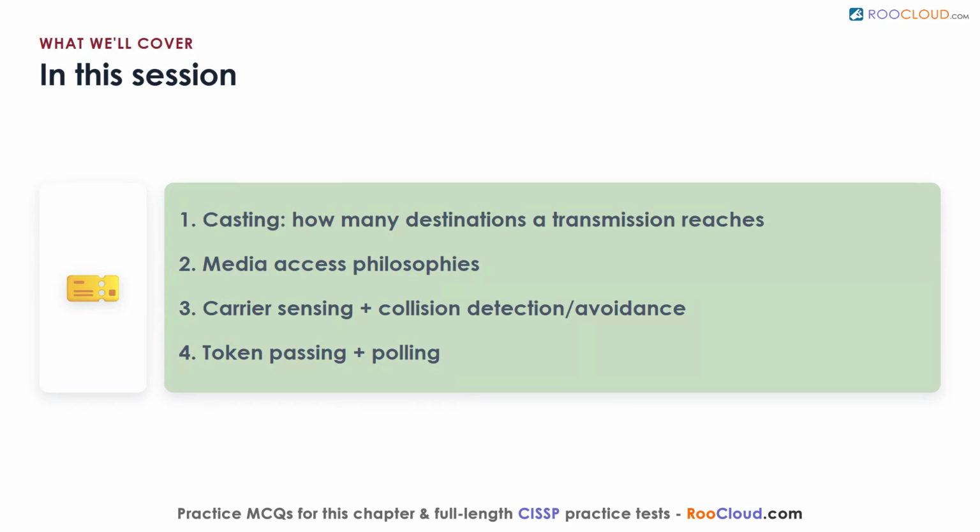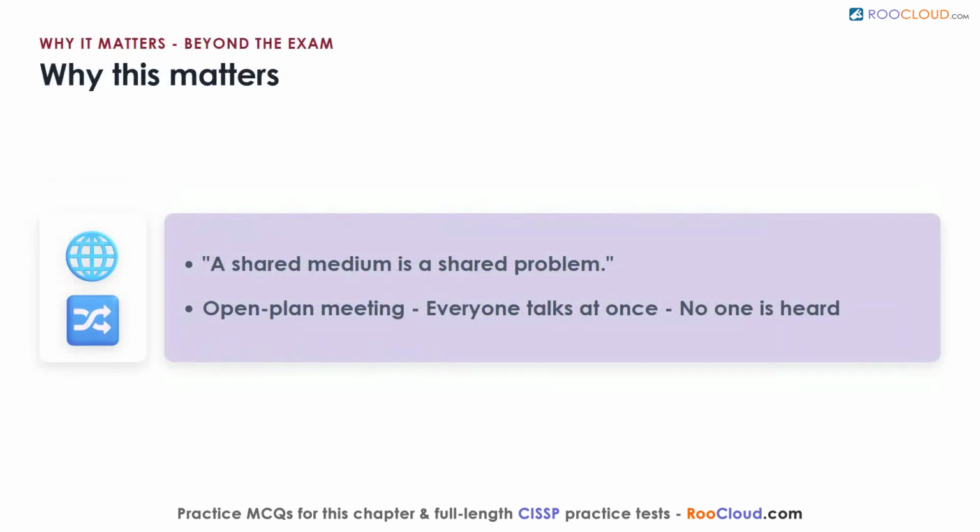We'll answer several questions. How many destinations can one transmission reach? How do networks decide whose turn it is to talk? How do the sensing methods differ? And how do orderly, permission-based methods keep collisions from ever happening? Why does this matter beyond the exam? Because a shared medium is a shared problem.